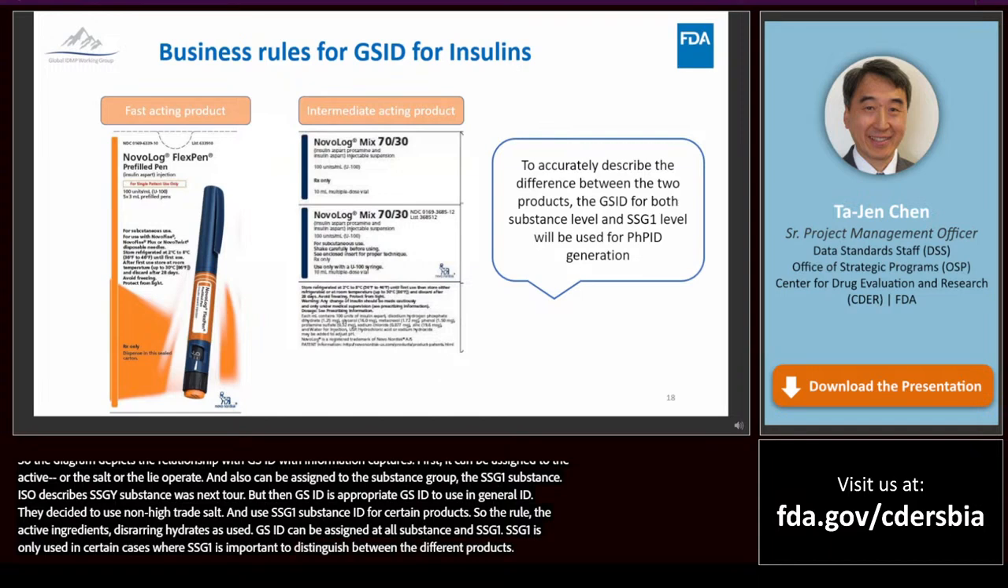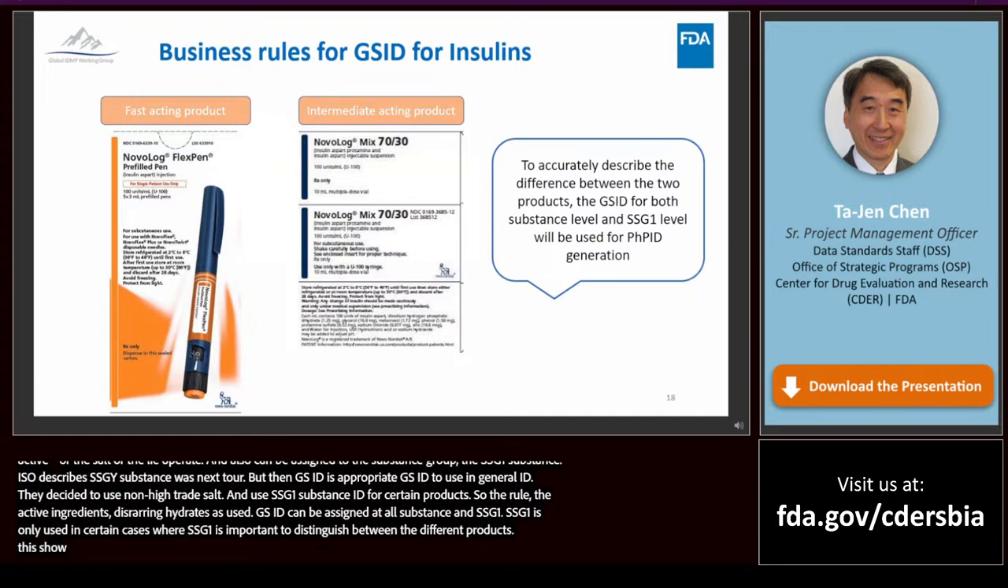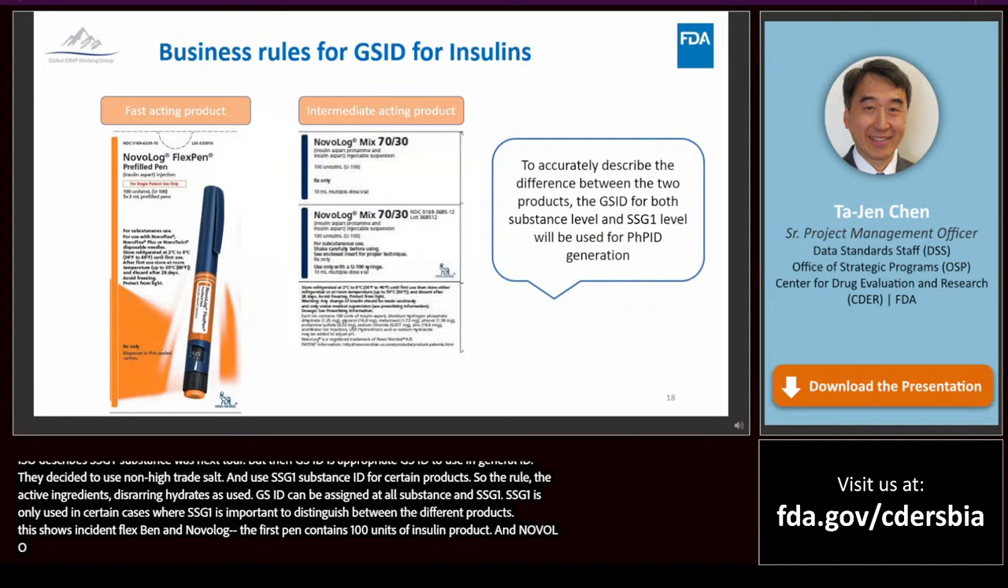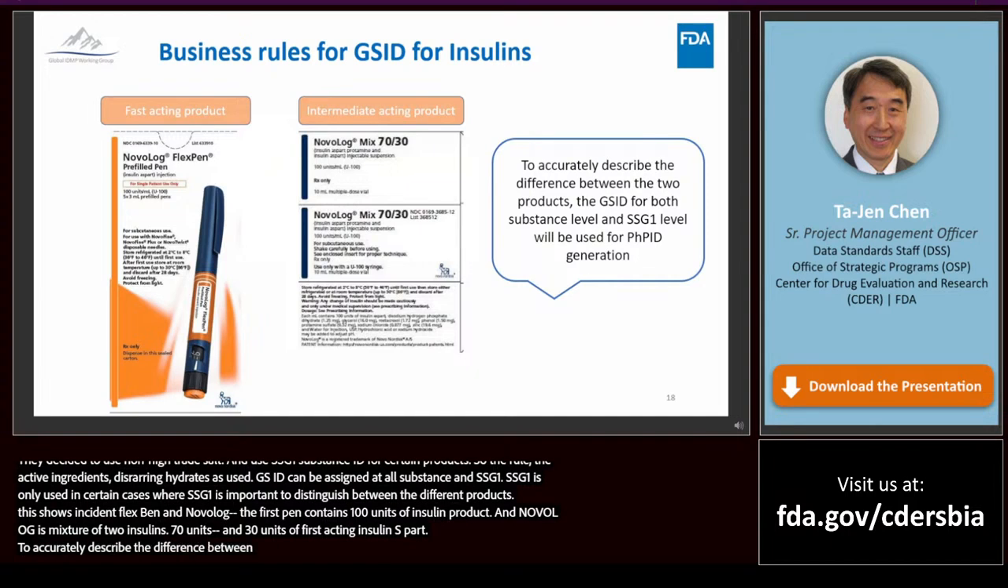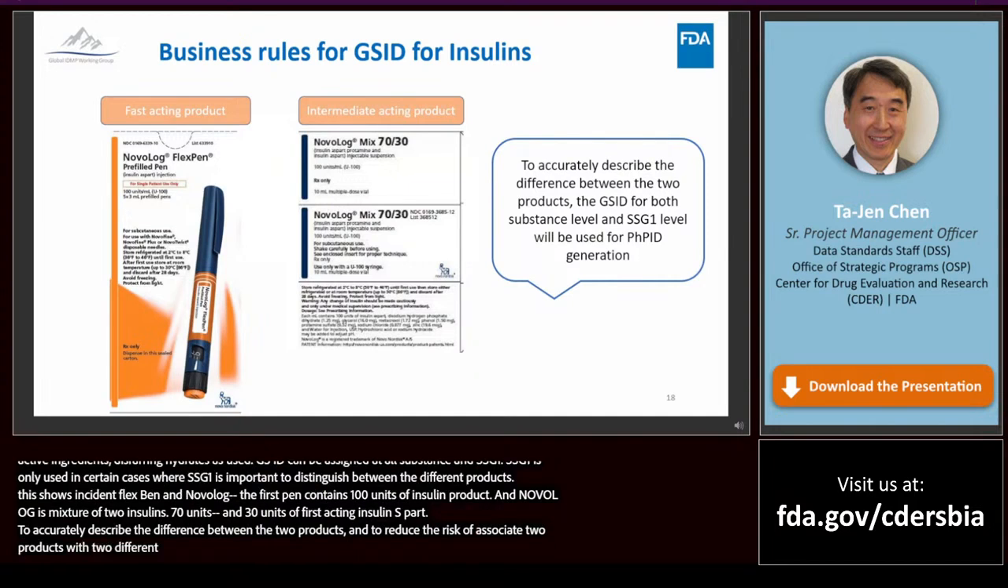The example here shows Novolog insulin FlexPen and Novolog Mix 70/30. The FlexPen contains 100 units of fast-acting insulin aspart, and the Novolog Mix contains a mixture of 2 insulins, 70 units of intermediate-acting insulin aspart, and 30 units of fast-acting insulin aspart. To accurately describe the difference between the 2 products and to reduce the risk of associating 2 products with 2 different release rates, substance level GSID is used for the FlexPen, and SSG1 level GSID is used for the Novolog Mix to generate 2 different PHPIDs for the 2 products.